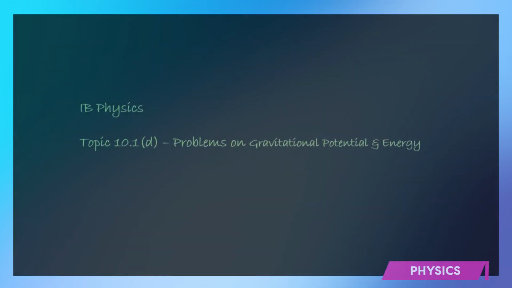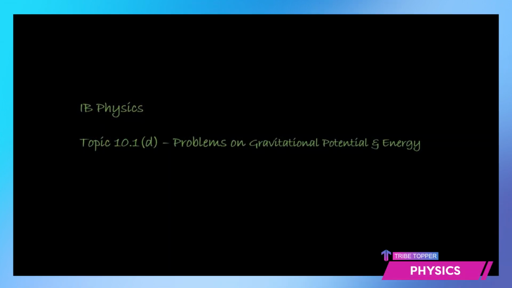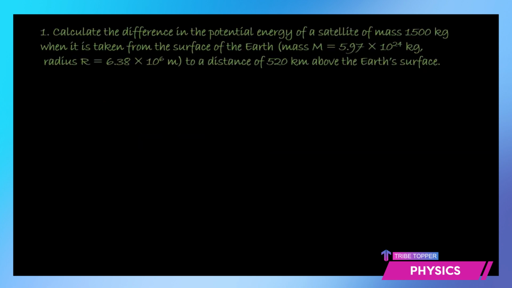In this video session, we are going to discuss a couple of problems on gravitational potential and potential energy. Our first question reads: calculate the difference in the potential energy of a satellite of mass 1500 kilograms, small m, when it is taken from the surface of Earth of mass 5.97 into 10 raised to 24 kg and radius r 6.38 into 10 raised to 6 meters to a distance of 520 kilometers above the Earth's surface.